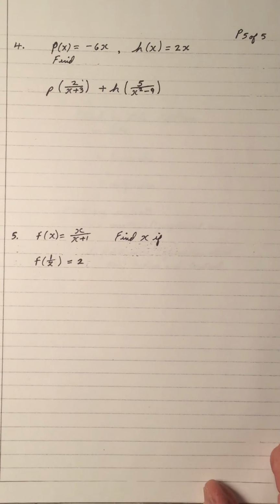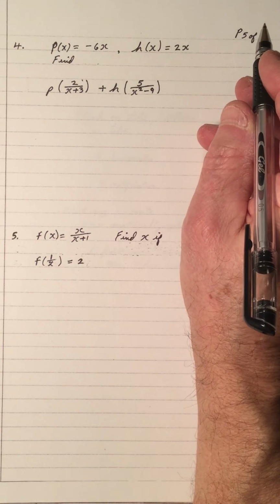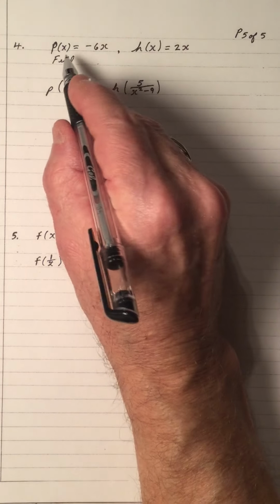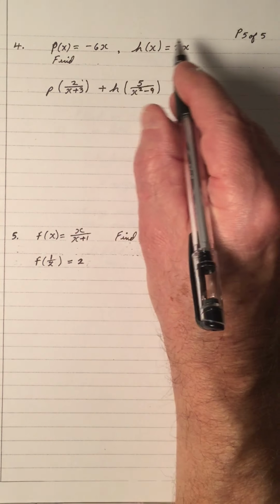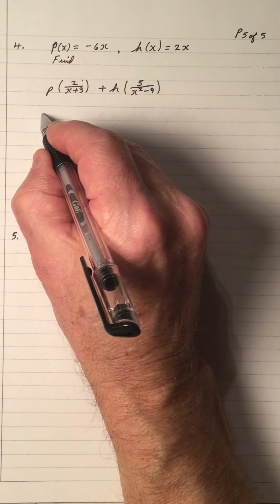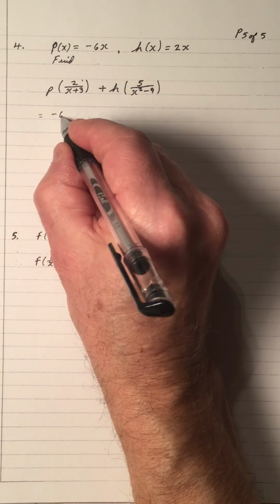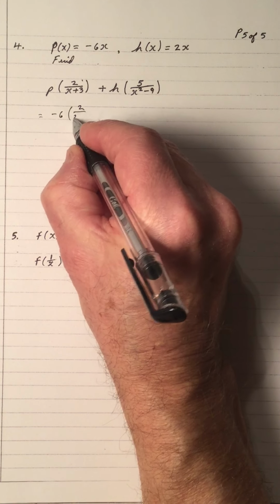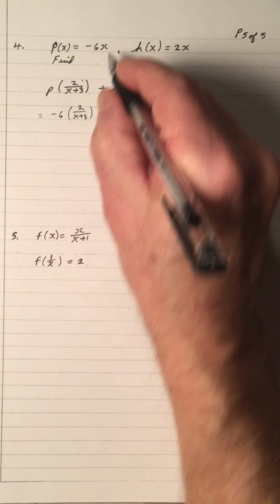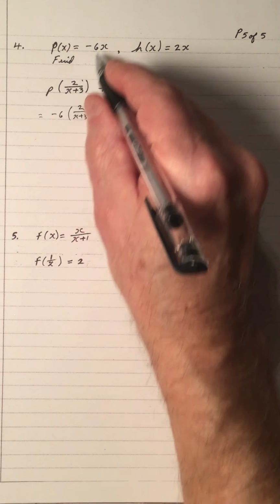And a couple more to do, the last ones. Number 4, pause the video and work it out. The p of x is negative 6x. The h of x is 2x. So this is the p, so I have to put 2 over x plus 3 in the place of that x. So I'm putting 2 over x plus 3 right there.